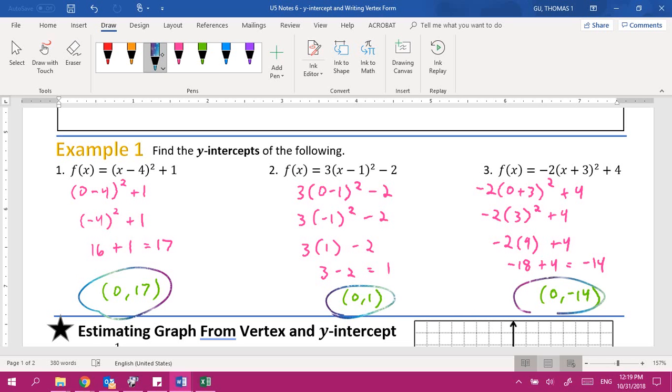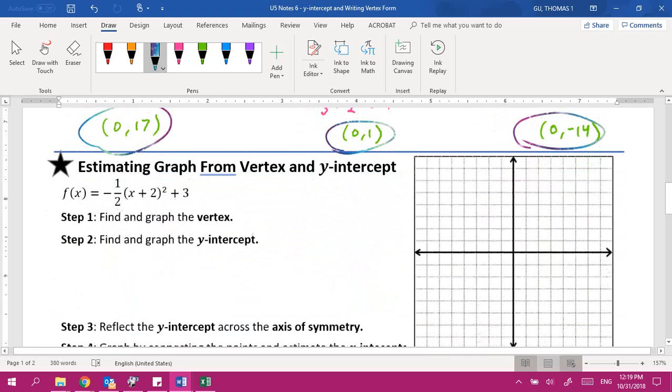All right, so moving down then, we're going to see how we can estimate a graph from a vertex and a y-intercept. So far, guys, when you draw the graphs, you start with the points on the table, right? You do transformations, and you find 5 exact points. But now it's different. This time, we're estimating a graph. It's not going to be exact, but it's going to be pretty close, okay? And so you're going to see that if you can find the vertex and the y-intercept, that's enough to estimate a whole graph. Okay, so watch this.